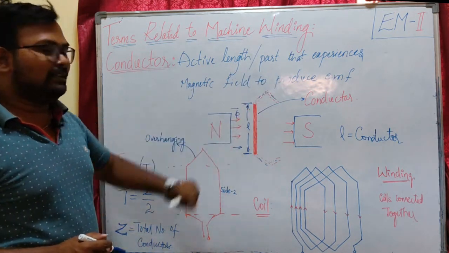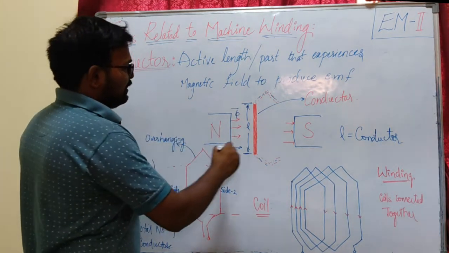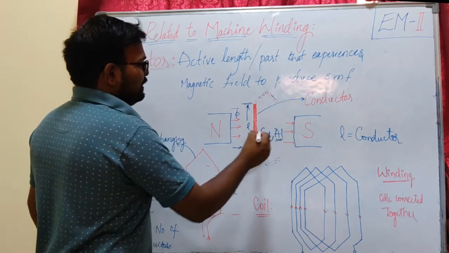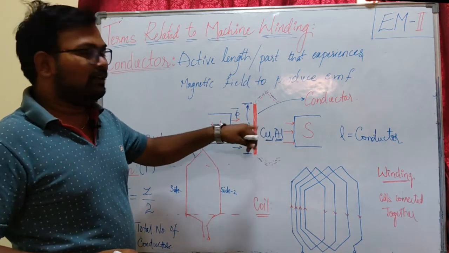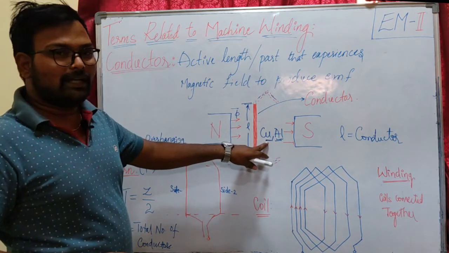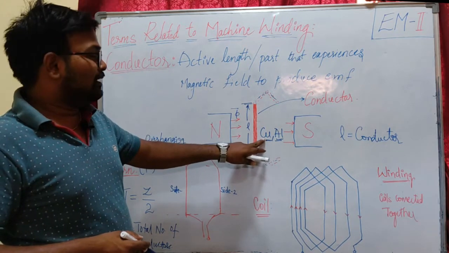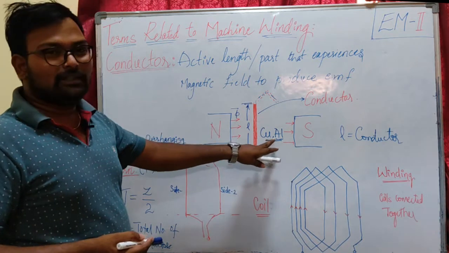So, this is the conductor. The conducting materials we use for our electrical machines are copper or aluminum. Since these are highly conductive materials, we use copper or aluminum for conductors. Copper has high conductivity compared to aluminum, but copper also has a high cost compared to aluminum. Depending on the application and the rating, we use these two materials for windings.